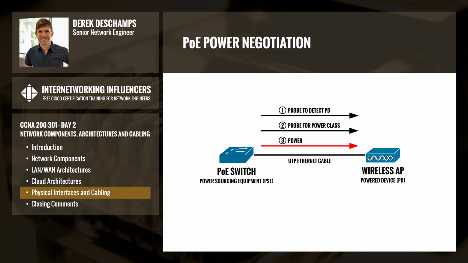Before providing power, a PSE sends out a periodic probe to detect when a PD is connected. Once a PD is detected, the PSE uses similar probes to negotiate the PD's power class. The power class indicates the maximum amount of power the PD will be provided. The PSE then supplies power to the PD based on its power class. This process ensures that power is only provided to PoE-capable devices.